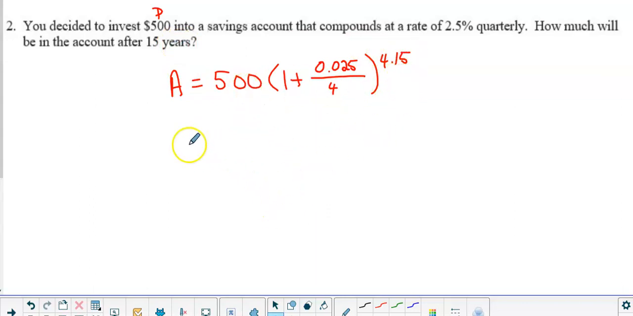Okay, so when you enter that in your calculator, and I would encourage you to pause the video and try that, try to enter it, you should get A equals $797.83.